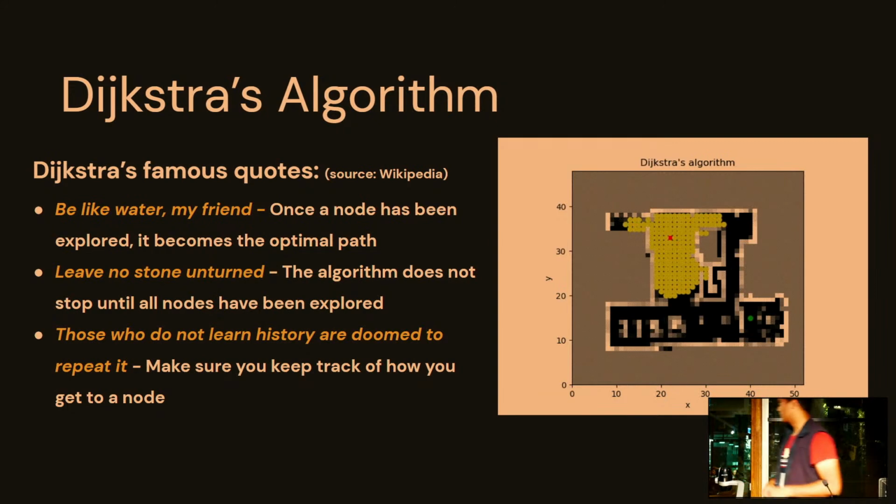And then the last quote was, "Those who do not learn history are doomed to repeat it." The lesson from that is make sure you keep track of how you get to a node so you can backtrack and find the previous node. So remember, these sources are from Wikipedia, and that's a nice little diagram there on Dijkstra's.